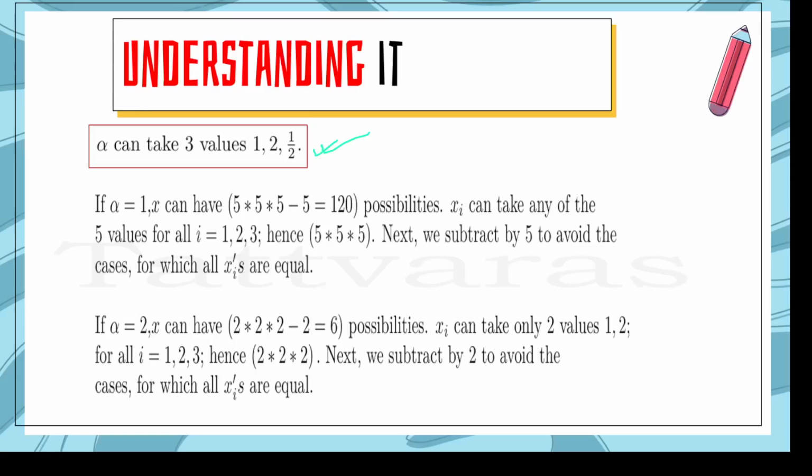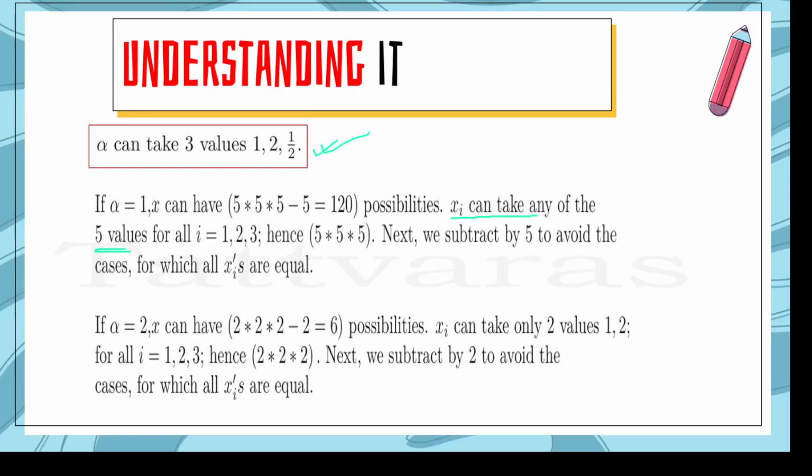If alpha = 1, x can have 120 possibilities: 5 × 5 × 5, which is 125, minus 5. So how are we getting this 125 and 5? See, xi can take any of the 5 values 1, 2, 3, 4, 5 for all i. For i = 1, 2, 3, that is x1, x2, x3 can take any one of the 5 values 1, 2, 3, 4, 5. That's why 5 × 5 × 5.